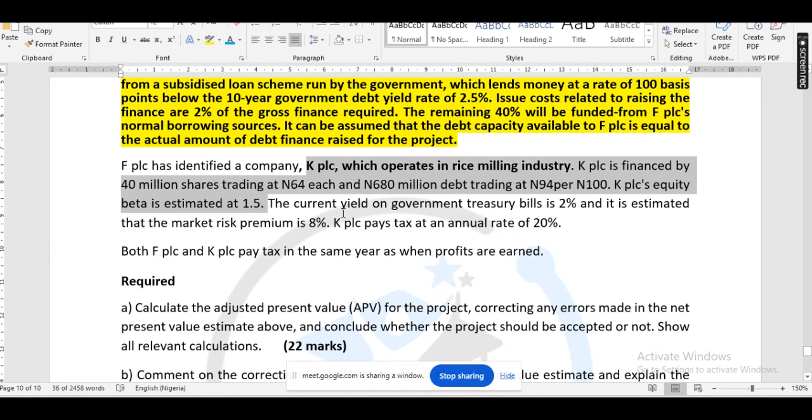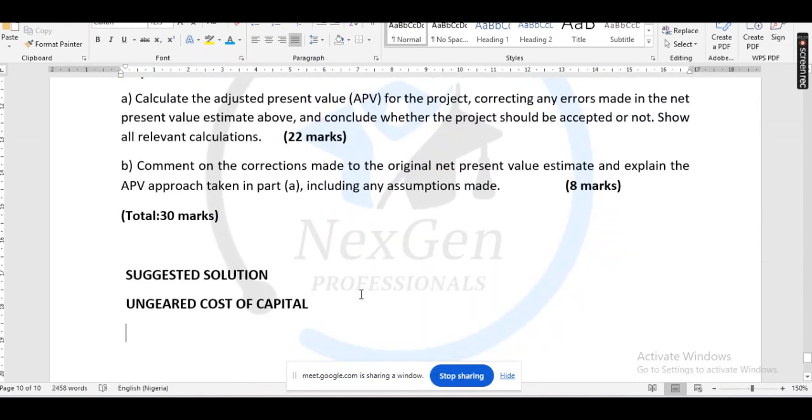So the ungeared cost of equity, we would have used Modigliani and Miller. But guess what? Modigliani and Miller will not work. Why? Because the cost of equity of the geared company is not given. They did not tell you that the cost of equity of KPLC is equal to 13%, just like the other one that we did. So in this case now, we have to go back to the way we normally calculate it. We have to go back to the risk adjusted cost of capital, right? So we have to identify the proxy company as KPLC.